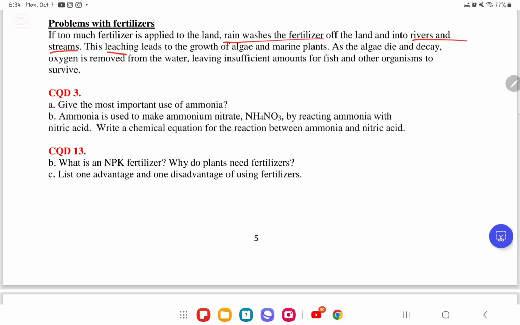This leaching leads to the growth of algae. If you put the fertilizer and they go into the water, the algae will grow faster, so that they will block the sunlight, and then the plants will die because they don't have enough sunlight, and so then there's a lot of carbon dioxide in the water, so there's no more oxygen in the water, okay? So as the algae die and decay, algae or plants, oxygen is removed. It's replaced with carbon dioxide from the water, leaving insufficient amounts for fish or other organisms such as plants, plankton, any type of water organism to survive.